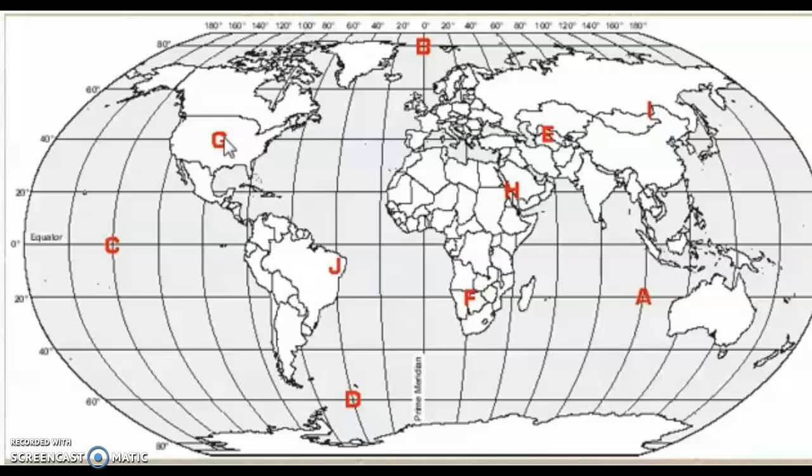So point G would be at 40 degrees north latitude, 100 degrees. Is that east or west of the prime meridian, do you think? That's right, it's west of the prime meridian. So it'd be at 40 degrees north latitude, 100 degrees west longitude.